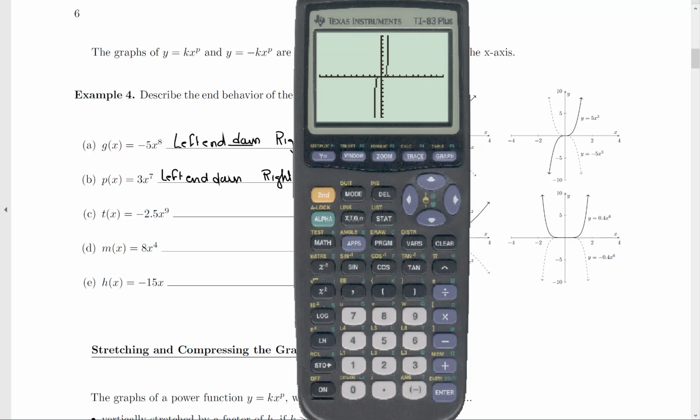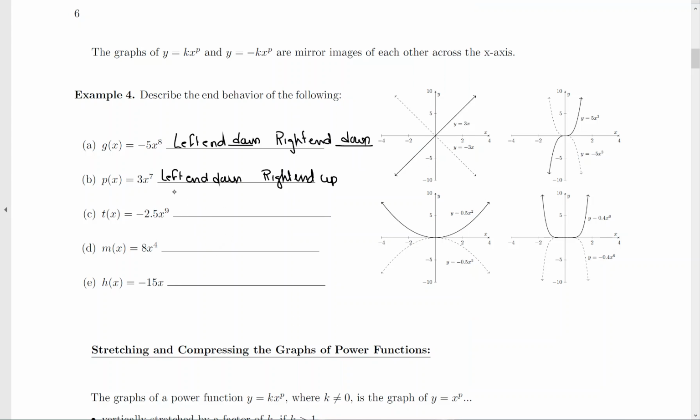Left end down, right end up. All right, the negative in front of an odd power. So again, what's your left end doing and what's your right end doing? Now on WebAssign, sometimes instead of saying down and up, they'll say rise and falls. So in this case, your left end rises, or your left end is up, and your right end falls. Right end down. If you're writing it up in homework, it doesn't matter which words you use, but on WebAssign, they may use those words in a multiple choice situation.